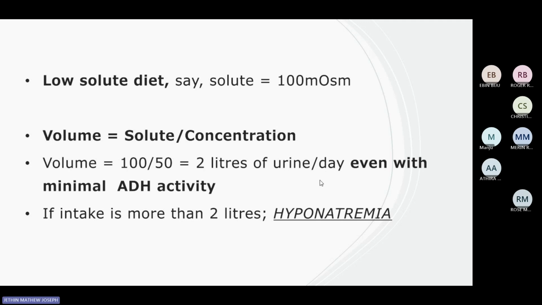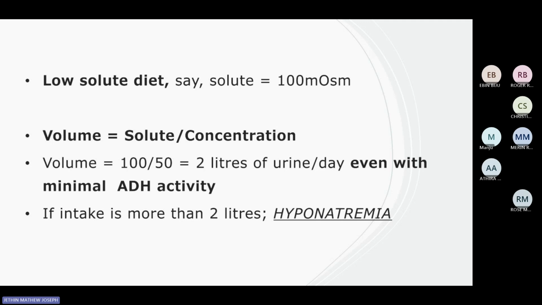This means that if your intake is anything more than 2 liters, that is going to cause fluid retention, and as a result, a dilutional effect and hyponatremia. Even at minimal ADH activity, your output is going to be 2 liters, and if your intake crosses this 2 liters, it is going to cause hyponatremia. This is why a low solute diet can cause hyponatremia, because your fluid intake has to match your output, and the kidney is acting at its maximum capacity to dilute your urine.